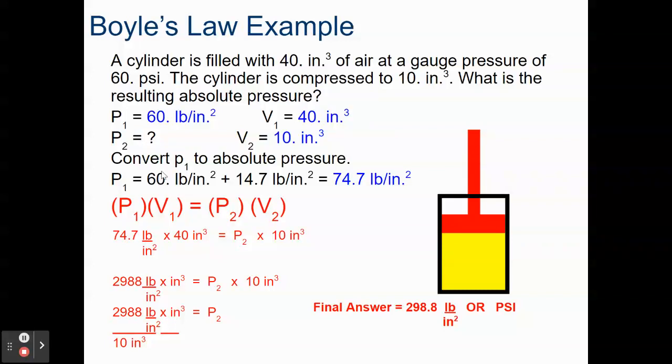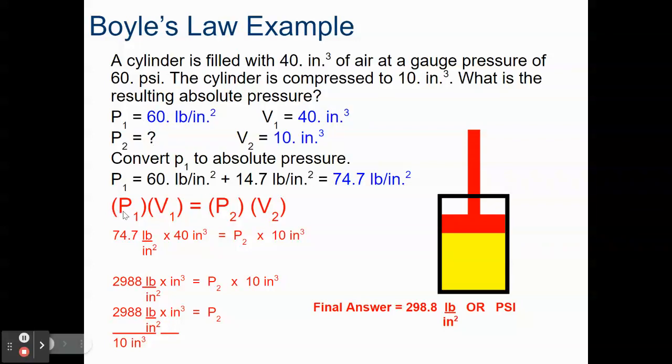Convert to absolute pressure. We talked about that in the last video. So we're going to take that P1, that 60 psi, add 14.7, and get 74.7 pounds per square inch, or 74.7 psi. It is important to know that this 74.7 is what you're going to use with the math that we're about to do. You could even scratch this out, put a little line through it, and replace it with the 74.7. It's important not to use this initial gauge pressure in your math. That's why we had to convert it.